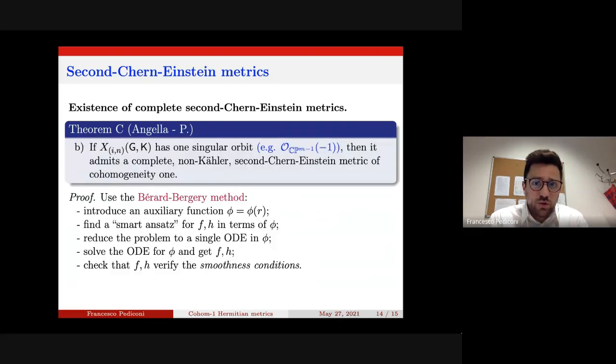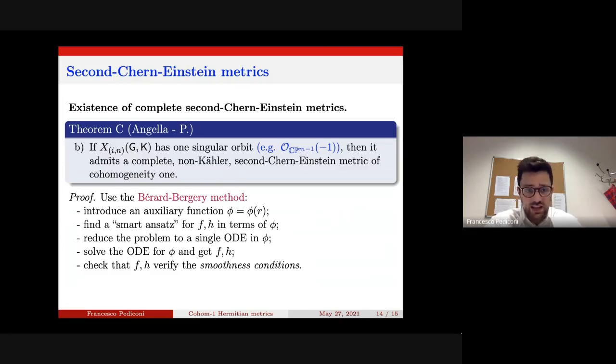So let's move to a more interesting case. If you have the case of one singular orbit, for example, the tautological line bundle over the projective space, then these manifolds admit complete non-Kähler Second-Chern-Einstein metrics of cohomogeneity one. So here we prove that there exist complete metrics. And actually, the proof of this theorem goes as follows. We use the same method applied by Bérard-Bergery for the Riemannian case.